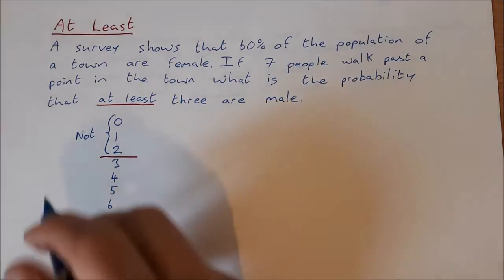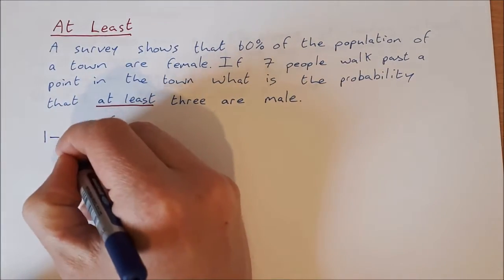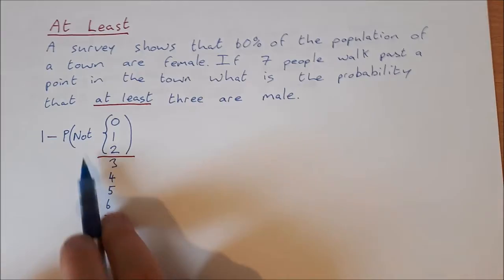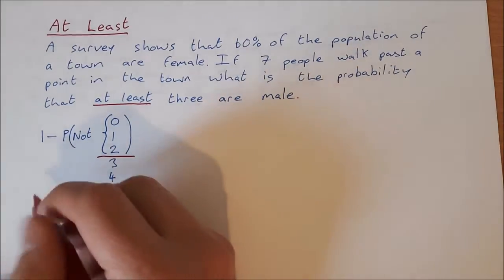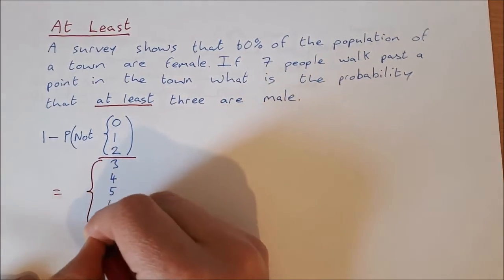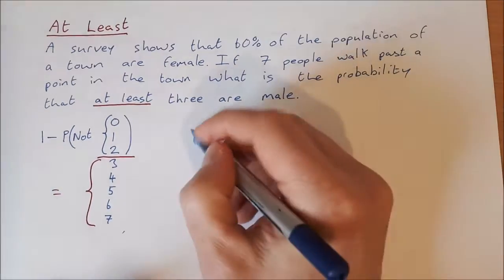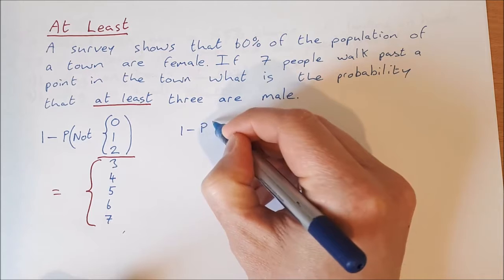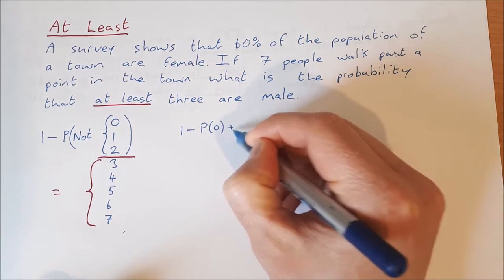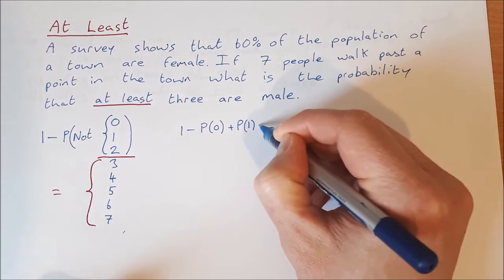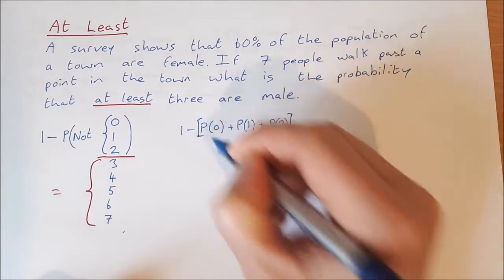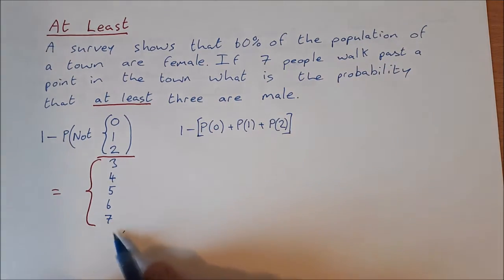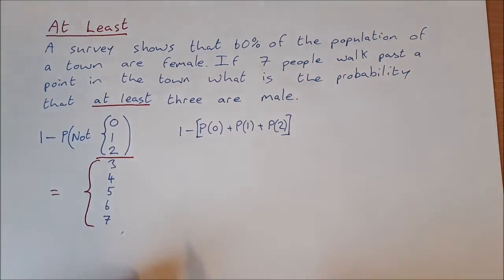And what we can do is we can do 1 minus this probability, 1 minus the probability of not 1, 2, or 0. And that will be equal to this probability here. Okay, so I'm going to do 1 minus the probability of no males plus the probability of 1 male plus the probability of 2 males. And that is equal to this probability here, the probability that at least 3 of them are male.